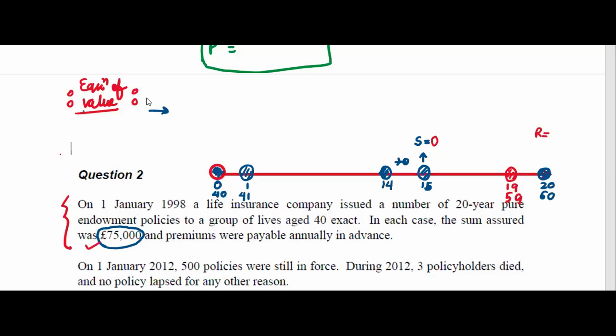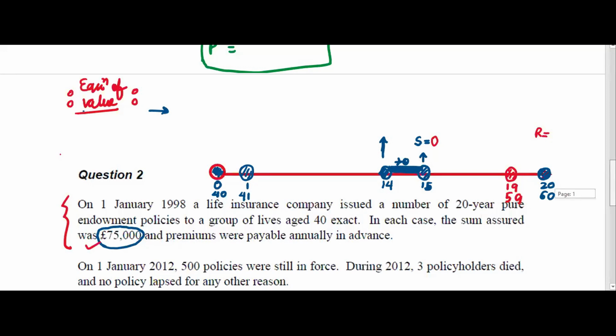Okay. Now you need to find mortality profit during this year. So we are interested only in this year. We are not interested in any other year. So forget about other years. So concentrate on this year. Now, what happened during this year? All you need to know.